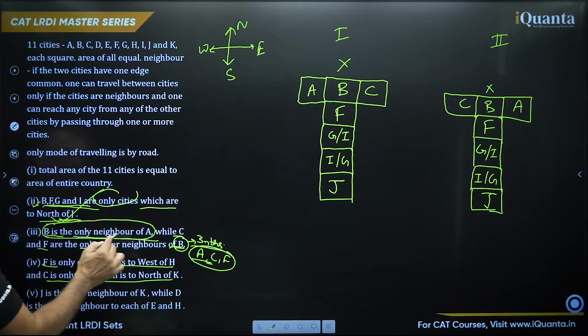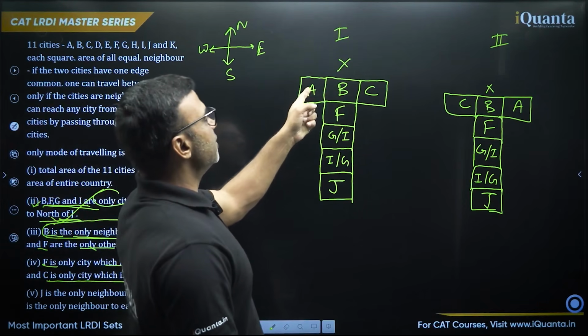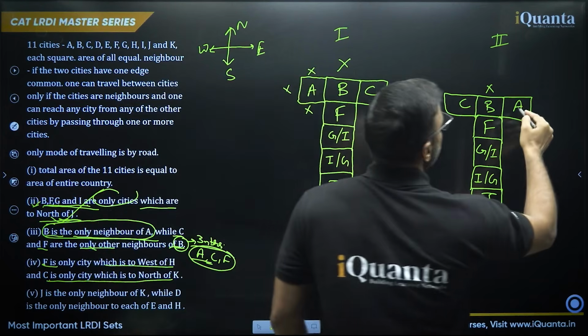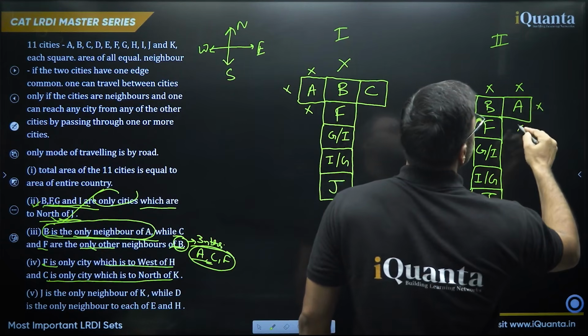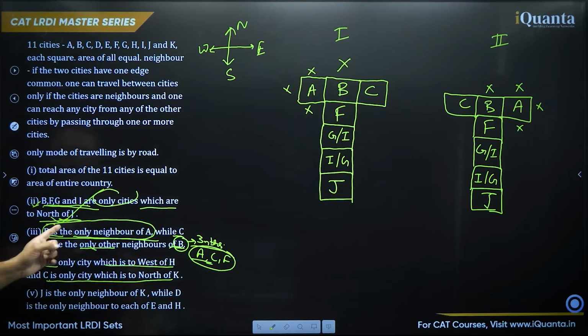B is the only neighbor of A. Okay. B is the only neighbor of A. So around A there will be no other city. Right? Oh, so now this is completely utilized.